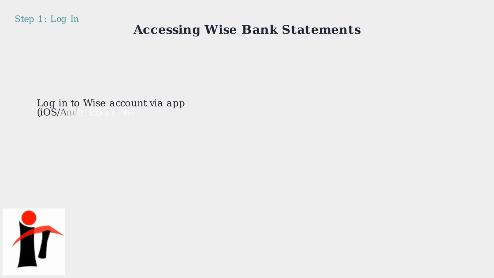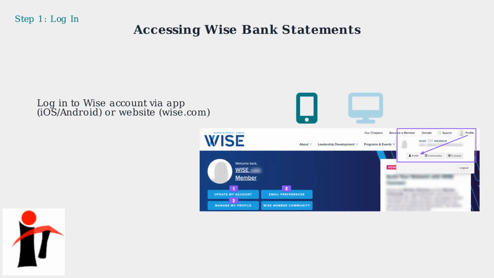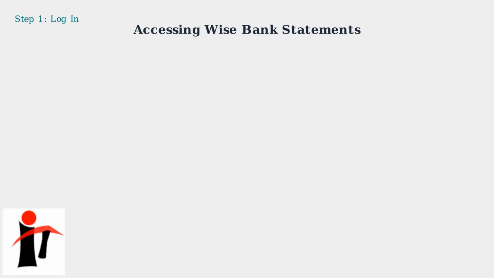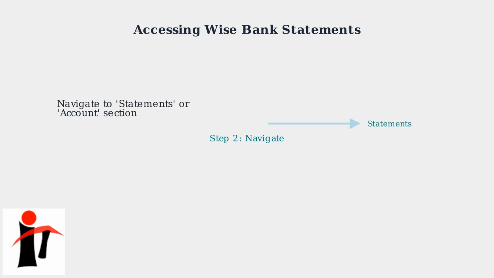Need your Wise bank statements? It's easy to download them as PDFs or CSVs for your records. First, log into your Wise account either through the mobile app available on iOS and Android or on the website at wise.com. Once logged in, navigate to the Statements or Accounts section. Look for something like Download Statements.